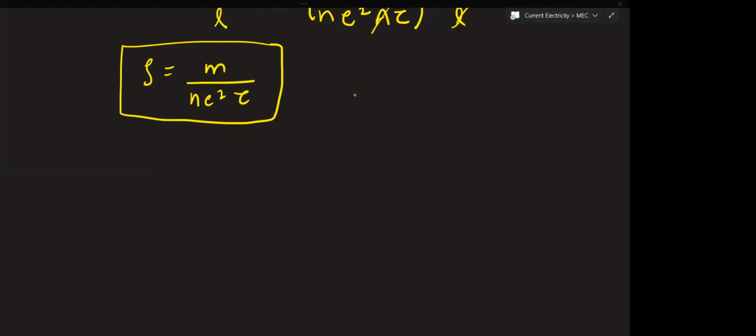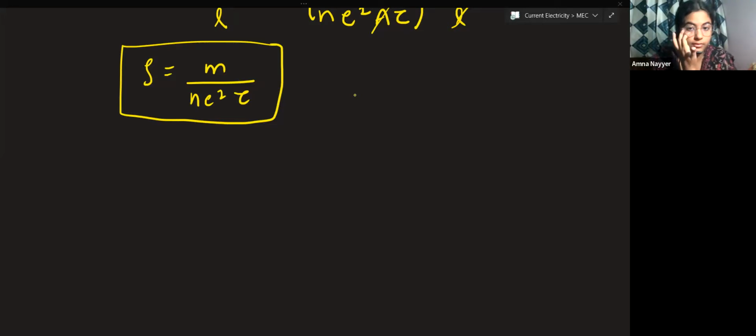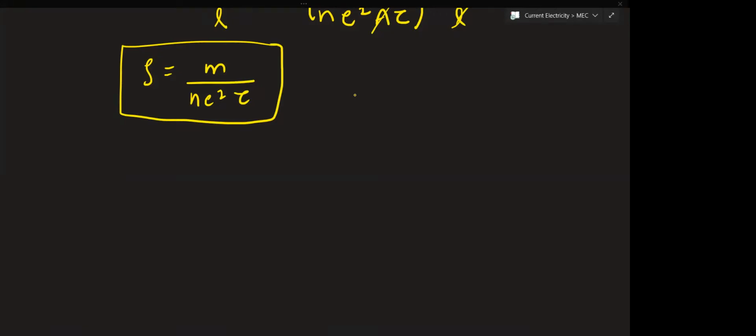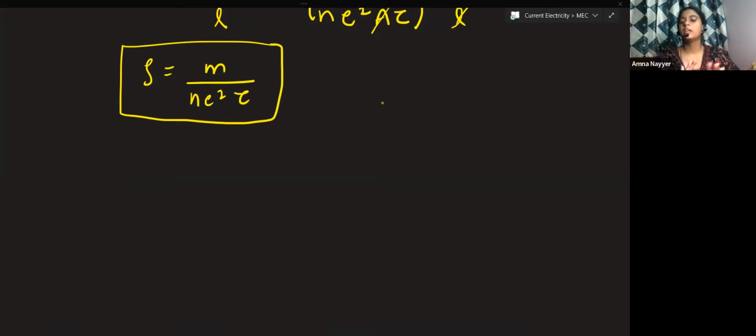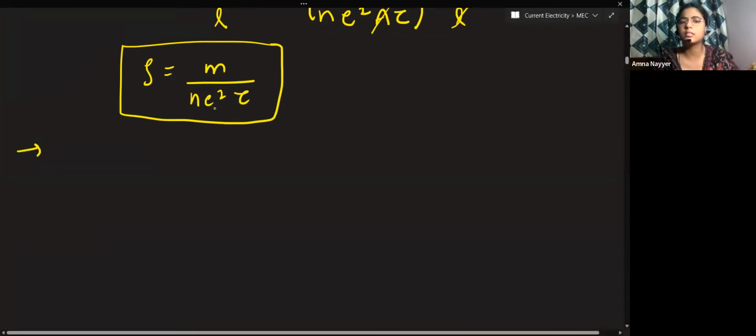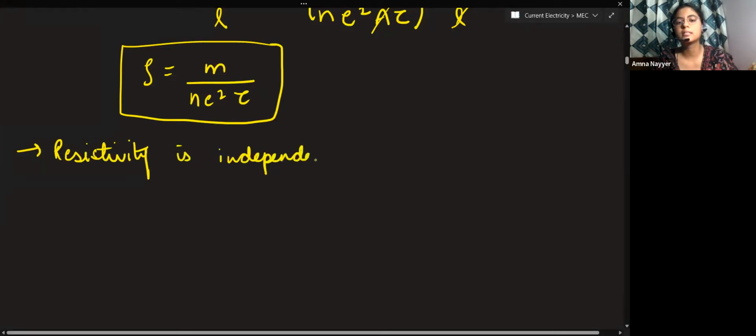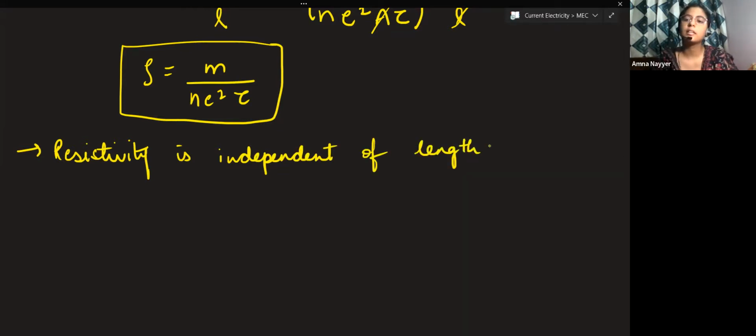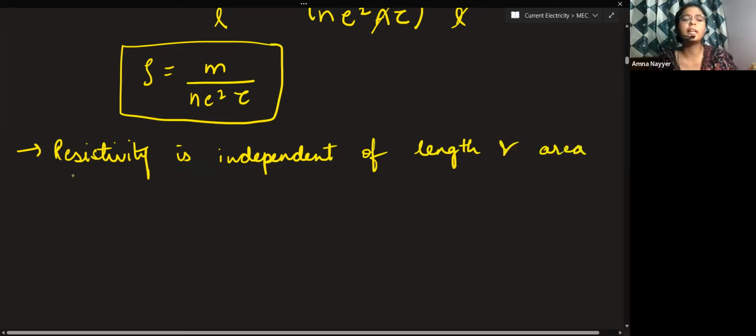Resistivity is inversely proportional to the relaxation time. Regarding length and area, resistivity does not depend on length and area of cross section. From this formula only you can see area is not there, length is not there. So resistivity is independent of length and area of cross section.